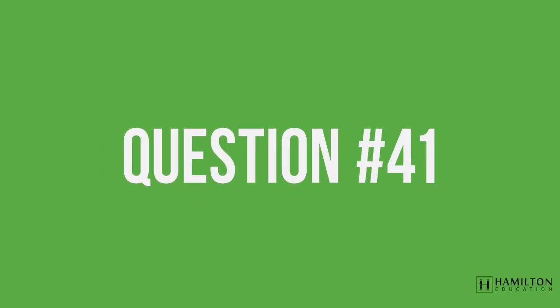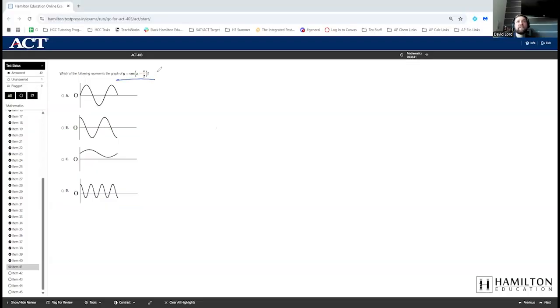Which of the following represents the graph y equals cosine of x minus pi over 2? Well, first off, that just looks like y equals sine x.